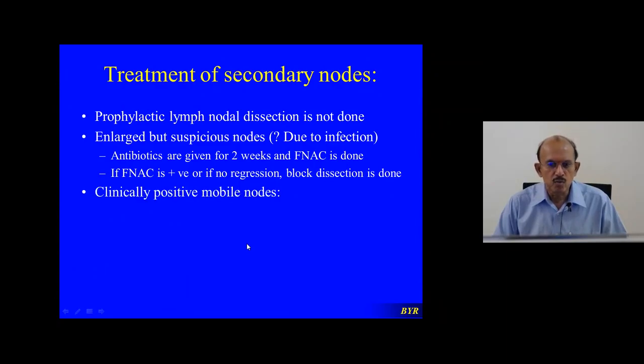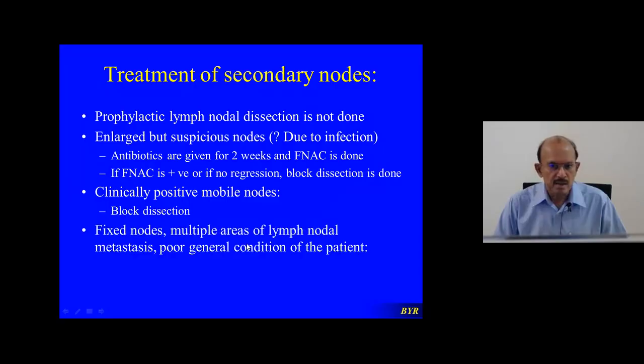Clinically positive mobile nodes, block dissection. Fixed nodes, multiple areas of lymph nodal metastasis, poor general condition of the patient, you have to go for radiotherapy. If the nodes are fixed to the underlying structures, because the removal will cause damage to the underlying tissues also. So what you do is you just give radiotherapy.